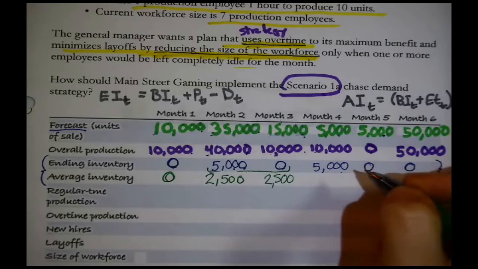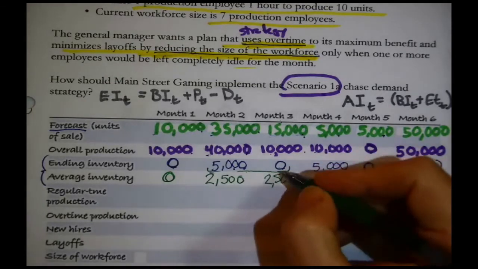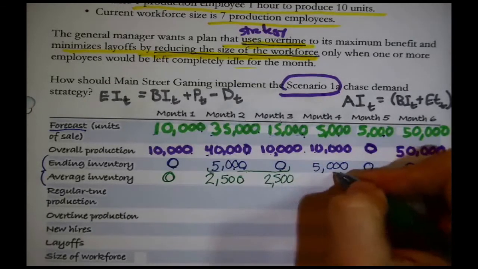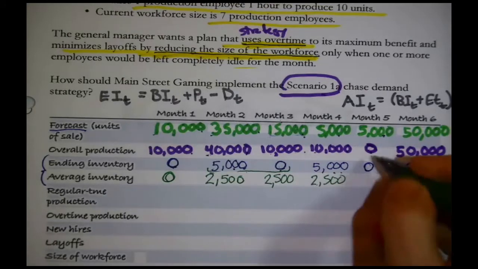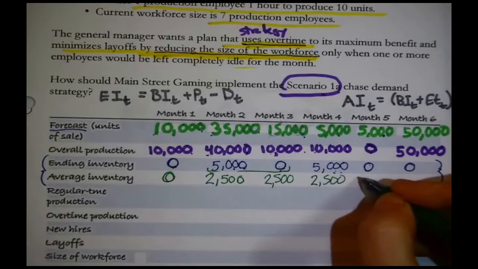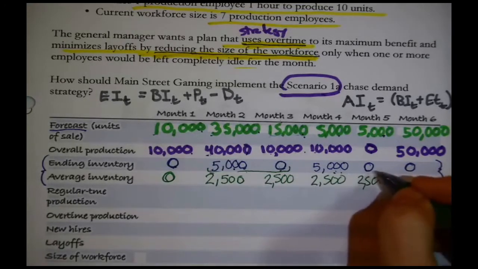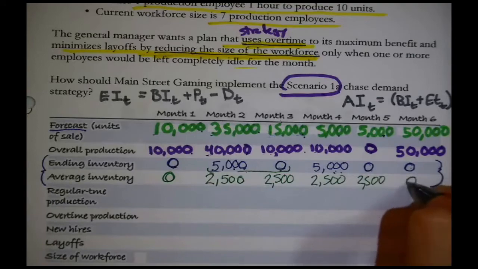And then for month 4, the beginning inventory is 0. The ending inventory is 5,000. Divided by 2 is 2,500. And then for month 5, 5,000 plus 0, 2,500. And then, okay, for month 6, 0 plus 0, an average inventory throughout that month of 0.